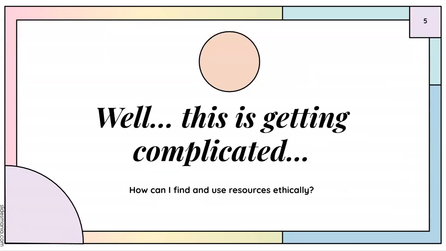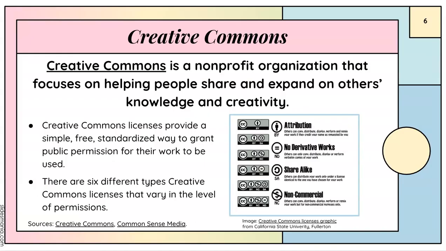And you might be thinking, this is getting complicated. How else can I find resources ethically? A great place to look is Creative Commons. Creative Commons is an organization that focuses on helping people share and expand on others' knowledge and creativity. They do this by providing simple, free, standardized licenses that grant public permission for work to be used in different manners. There are 6 different types of Creative Commons licenses that vary in level of permission.